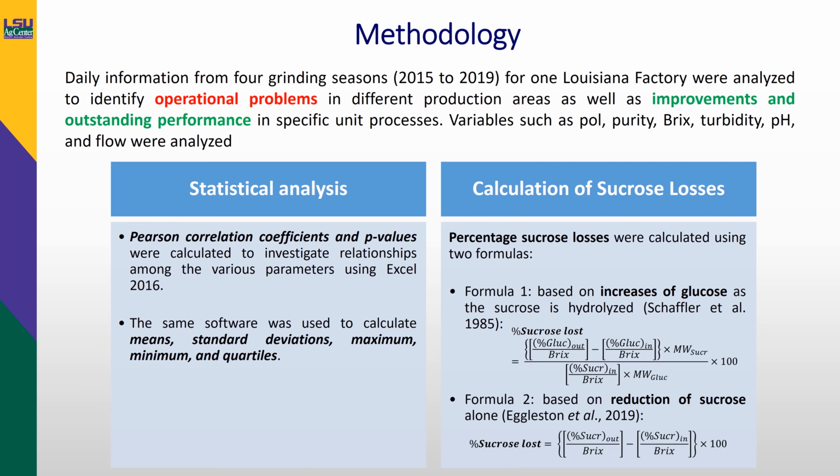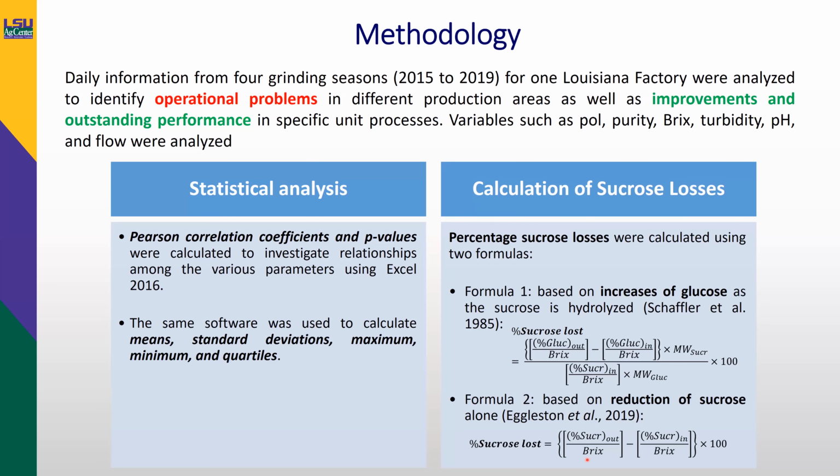So we analyze different variables such as pol, purity, brix, flow rates, among others. And we use statistical analysis. So we use Pearson correlation coefficients, p-values, and the normal statistical analysis that include means, the standard deviation, maximum and minimum values. And we also estimate sucrose losses across the factory in some specific areas. And we use the two formulas that you can see here, one based on the increase of glucose and the other based on the reduction of sucrose.